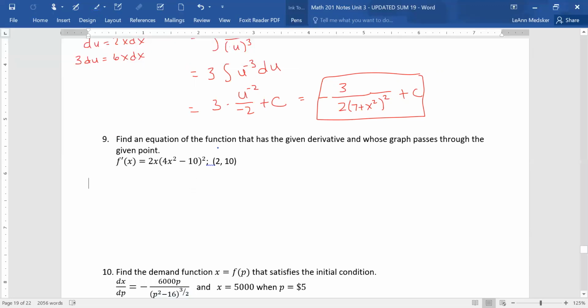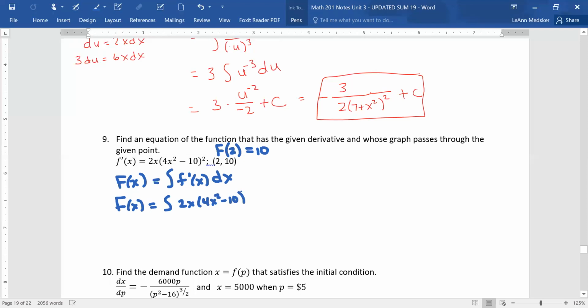The first thing I would realize is that the original function we're going to call big F. Remember, that's for the family of functions that all have the same derivative. We know that big F of 2 equals 10. That's a fact that we know from that ordered pair. We also know that when you take an antiderivative or integration, big F of x is the family of functions that have that little f prime of x as its derivative. So we're going to plug in our function here. So big F of x is equal to the integral of 2x times 4x squared minus 10 squared.